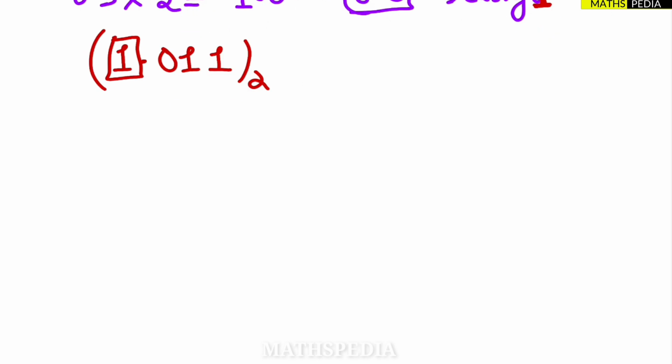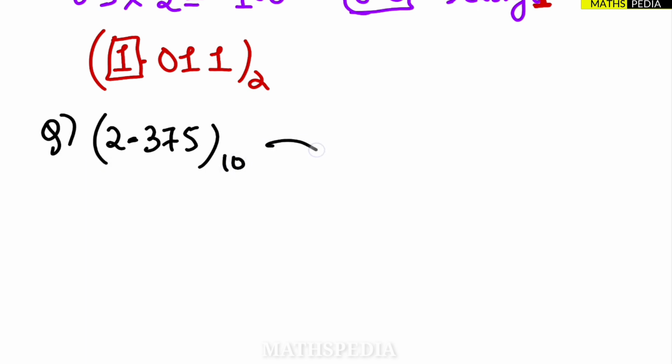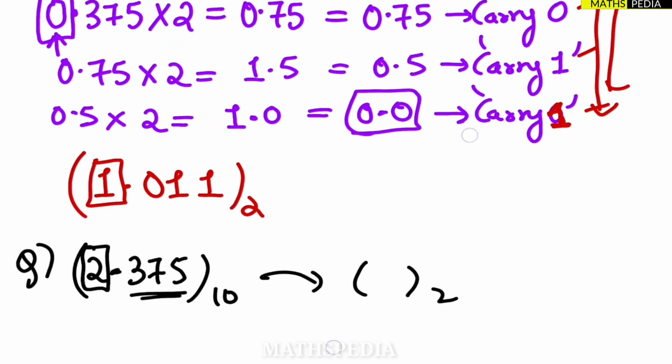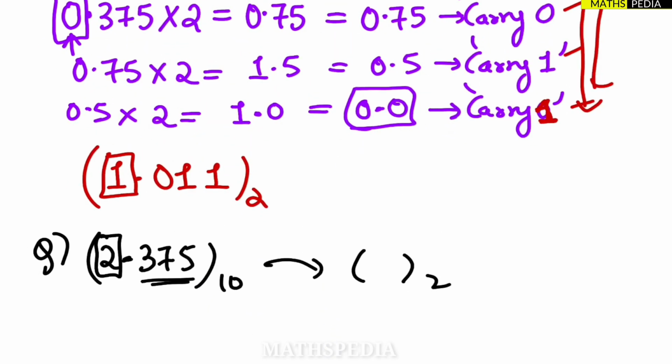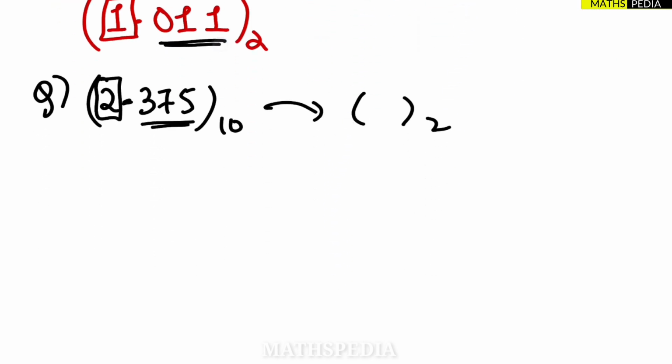Another question arises. What happens if I write 2.375? This is the base 10. We have to convert into base 2. Here we are having 2. This is same as this one. So the procedure remains the same, right? Because it is 0.375. Again you have to multiply and write the answer. So this part will remain the same. That means in the answer you will be getting it as 0.011.